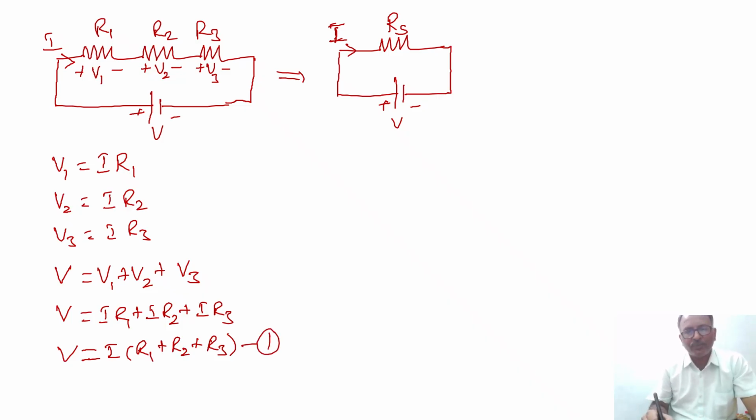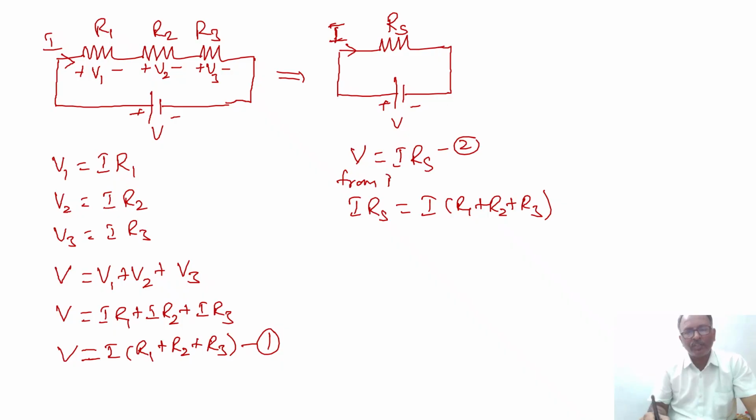From the equivalent circuit, the voltage applied is V, the current flowing through the resistance is I and the resistance value is Rs. So V equals I Rs, equation 2. For the circuit properties to be the same, from equations 1 and 2, I Rs should be equal to I into (R1 plus R2 plus R3). By cancelling I and I, we get Rs equals R1 plus R2 plus R3.